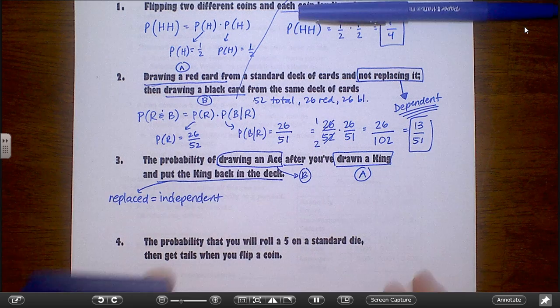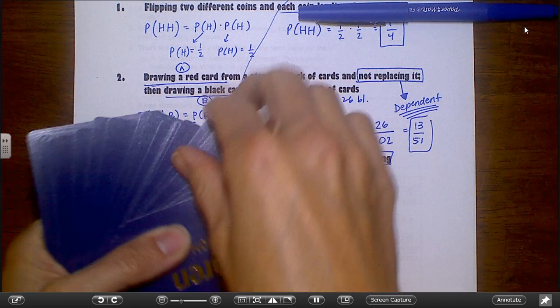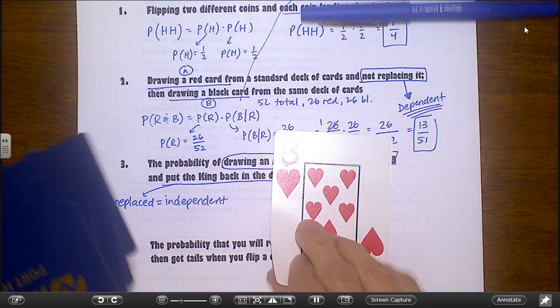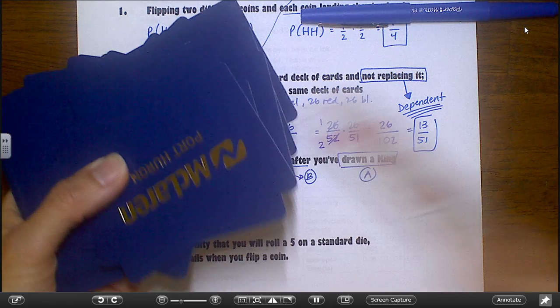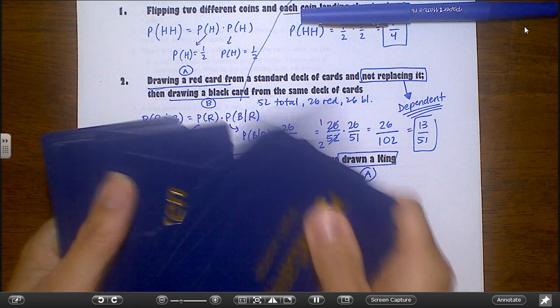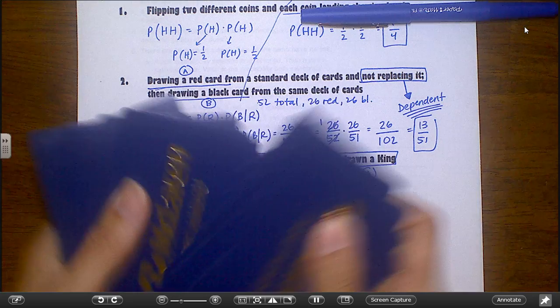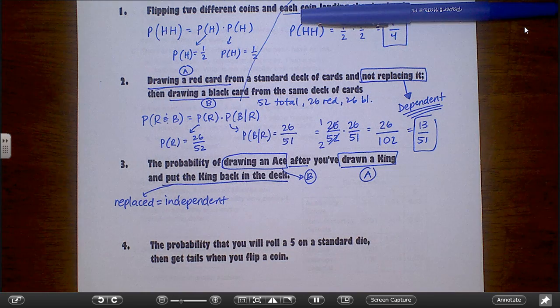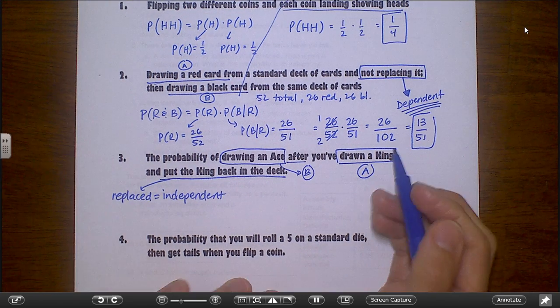So if I pick any card out of here, and I say, oh, I have the ace of hearts. Oh, what a lovely ace of hearts that is. And I put it back, still have all the same cards in the same deck, right? So that's the independent part of this.